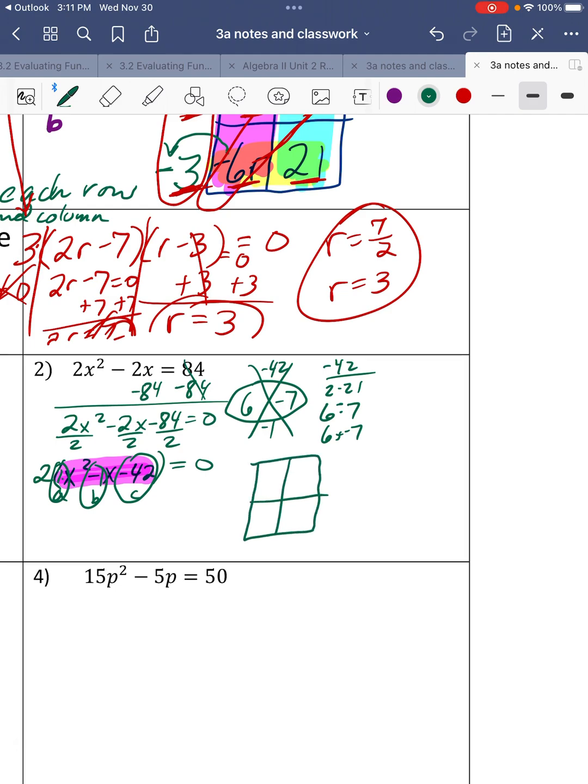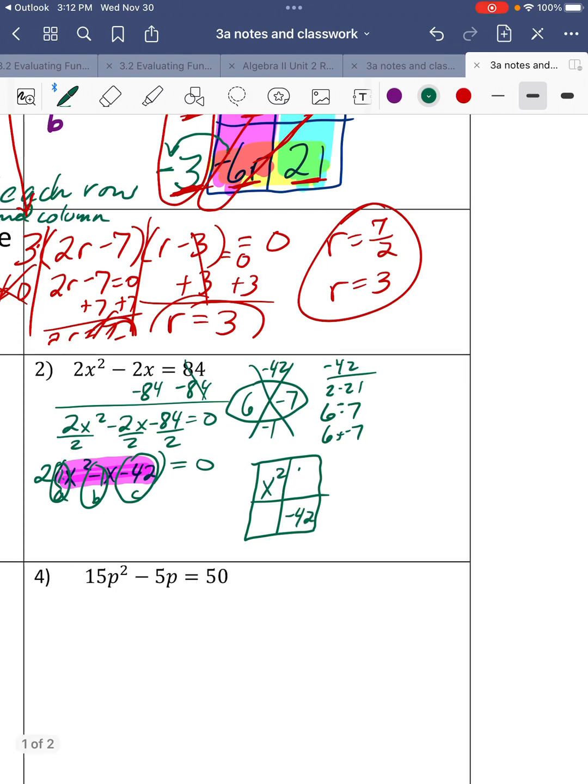Let's put that in a Punnett square. A term top left, c term bottom right, 6x. It does not matter where the b terms go. Okay, go to your greatest common factors of each row, each column. 6 is positive, so it's going to be a positive 6. The 7 is negative, so it's going to be a negative 7. So we have x plus 6 times x minus 7.